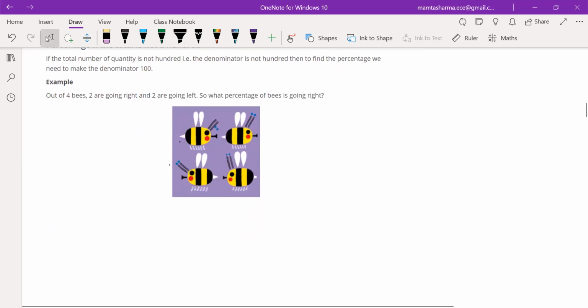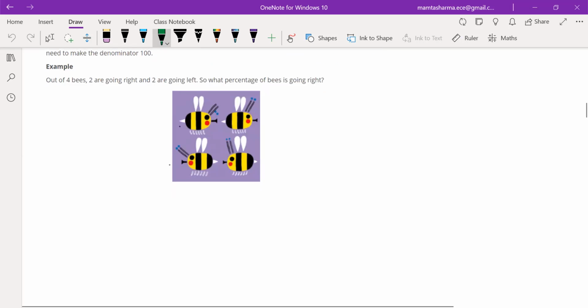Okay. If I say, see this picture. There are 4 bees. Two are going to the right side. Two are going to the left side. So what is the percentage of bees which are going to the right side? Tell me. Ma'am, should I tell? Yes, ma'am. Ma'am, out of 4 bees, 2 are going right and 2 are going left.